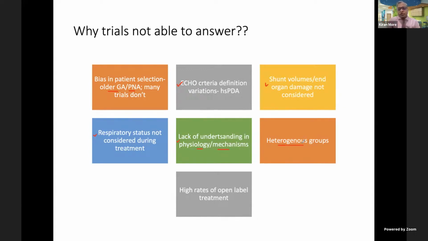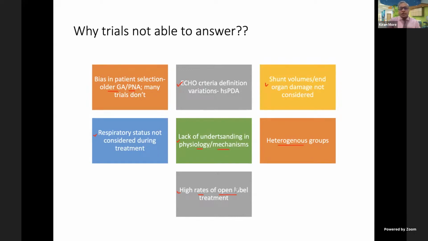And again, a lot of these trials had heterogeneous, mixed groups, which again confounded the result. And the last but not the least was the high rate of open label treatment. You saw in the PDA-TOLERATE trial also, the open label incidence was high, and in the BeNeDuctus or Oscar trial also, almost 15, 20, 22% was open label treatment, which again diluted the results.